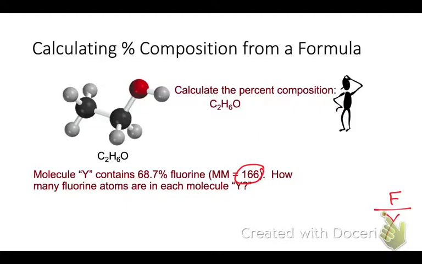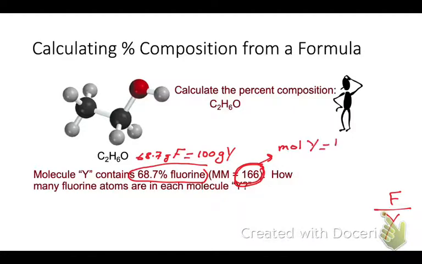And the way to do so, I will look at the facts that I have here and what they mean to me. This is a percent composition of fluorine: compound Y is 68.7% fluorine. So what does that mean? There are 68.7 grams of fluorine in every 100 grams of compound Y. They also gave you the molar mass of compound Y. So what does that mean? Every 1 mole of compound Y will weigh 166 grams of compound Y.